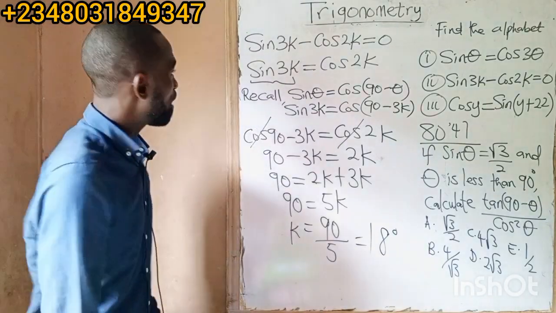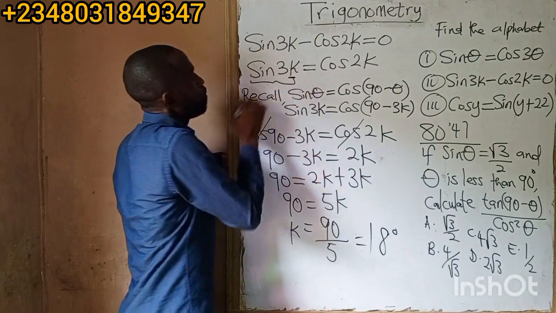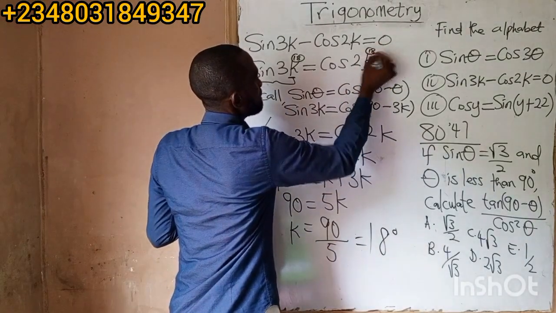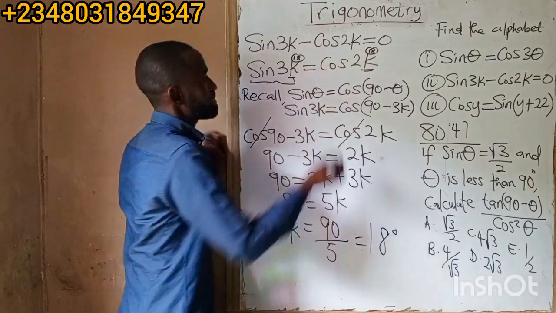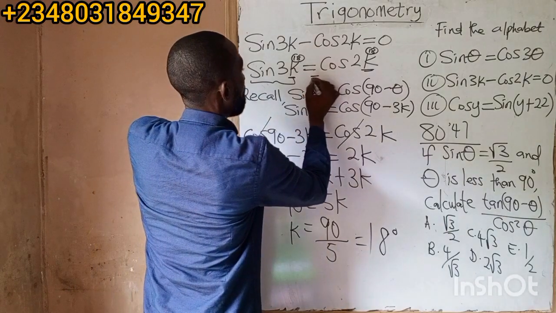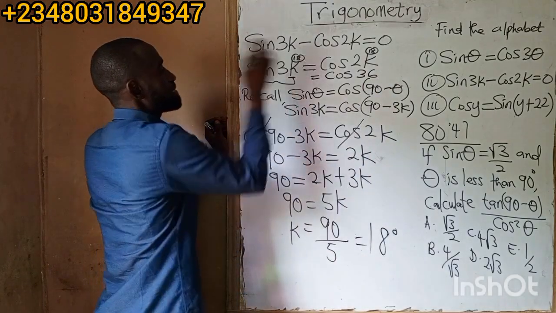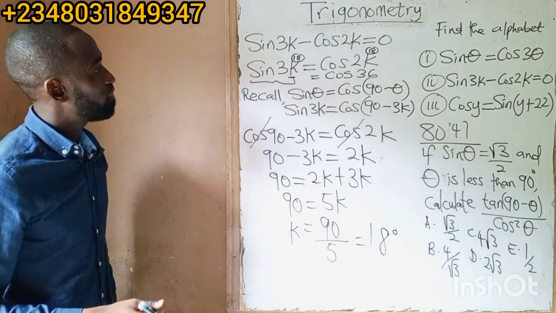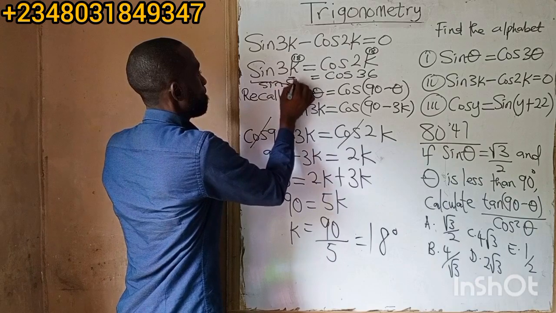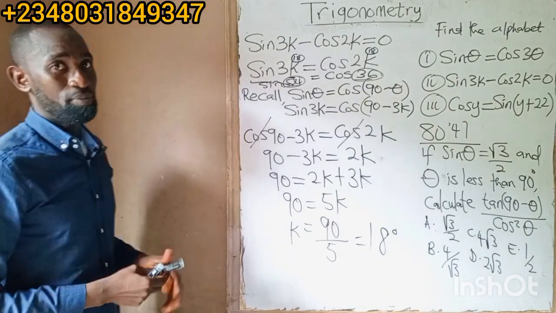We can confirm. But do you know we can confirm, class? How do you confirm? This is 18. If I put 18 here, we're having 3 times 18, and if you put 18 here, I'm having 2 times 18, which is 36. So this one will be cos 36. What is 3 times 18? That will give us 54. So sin 54. 54 plus 36 is 90, just to confirm that we are correct.